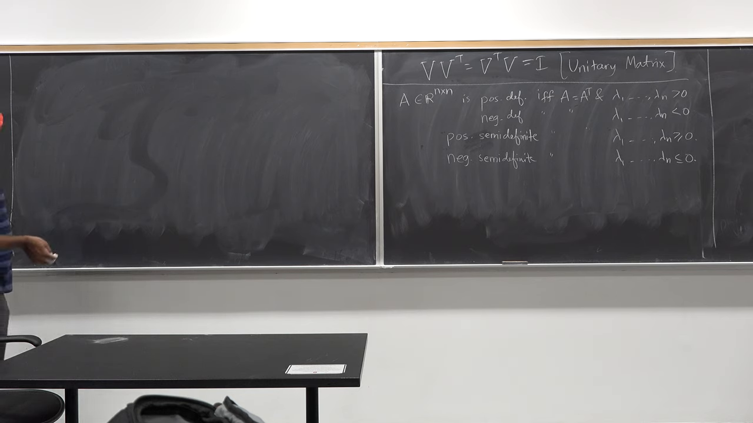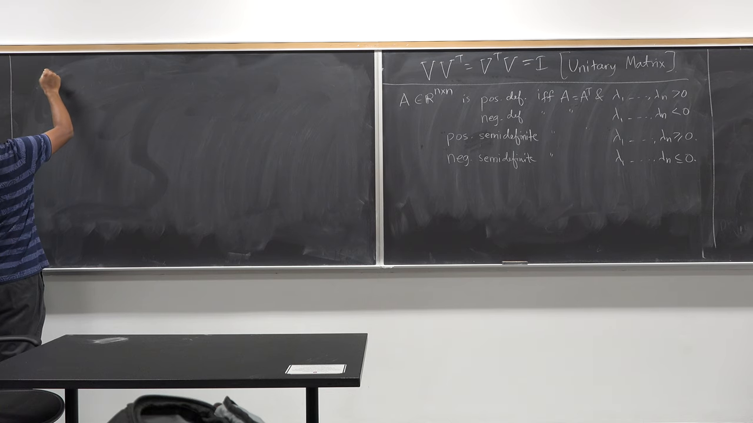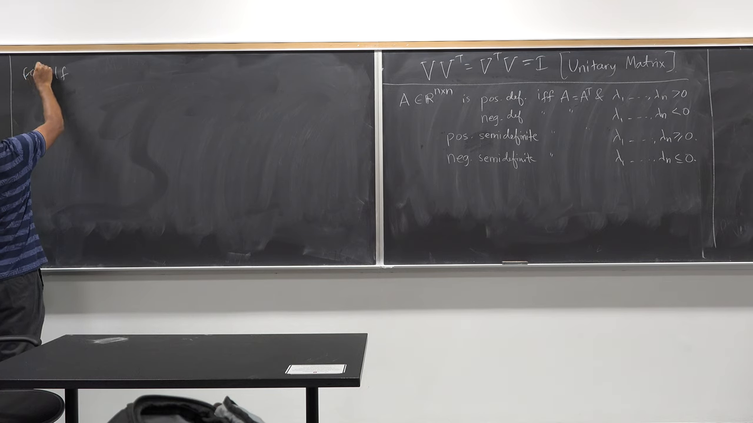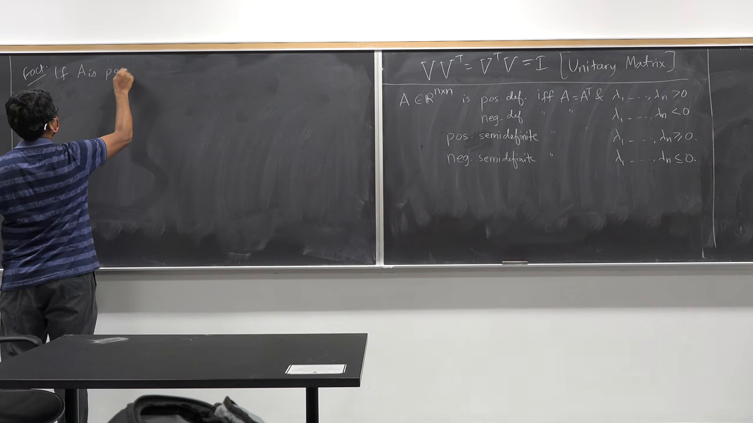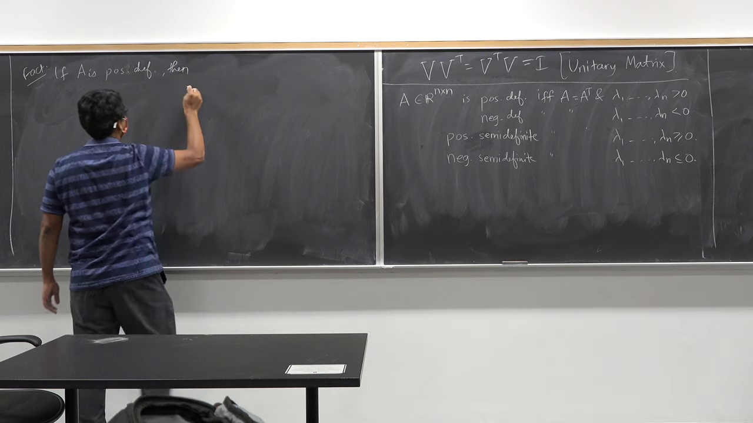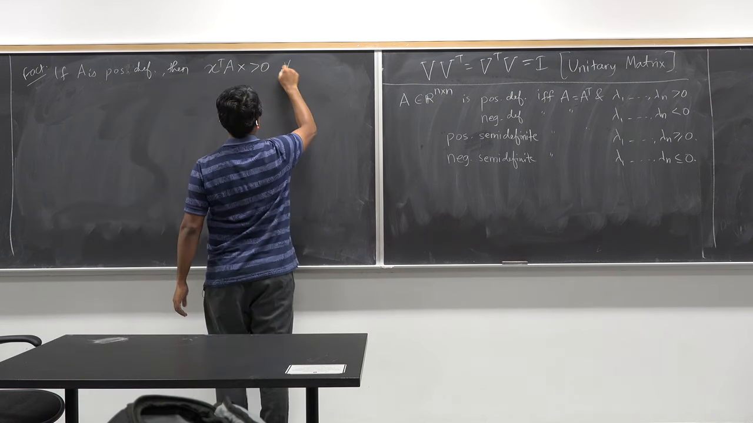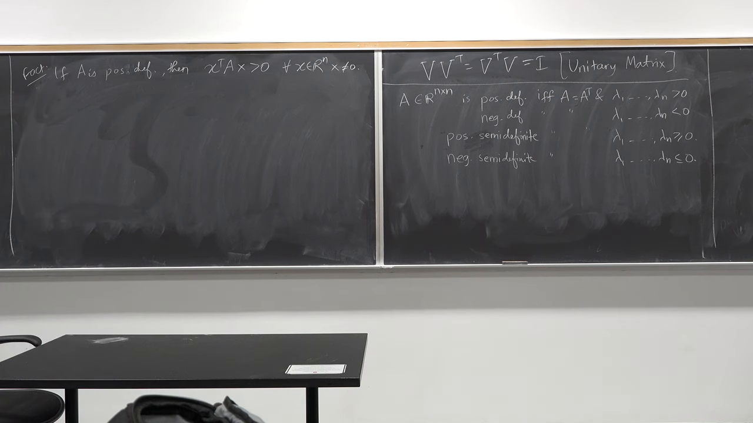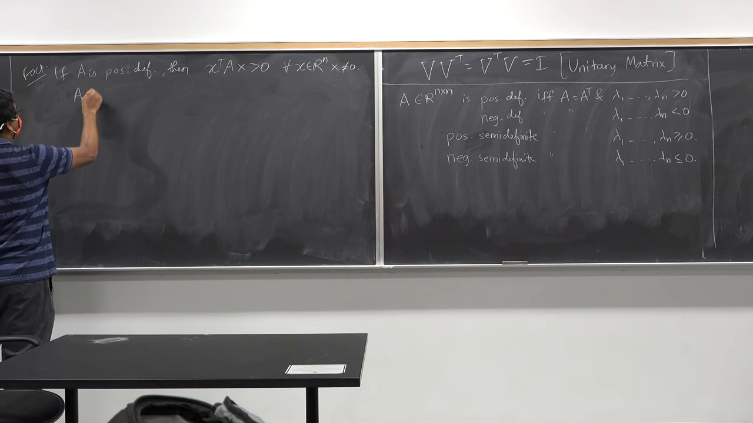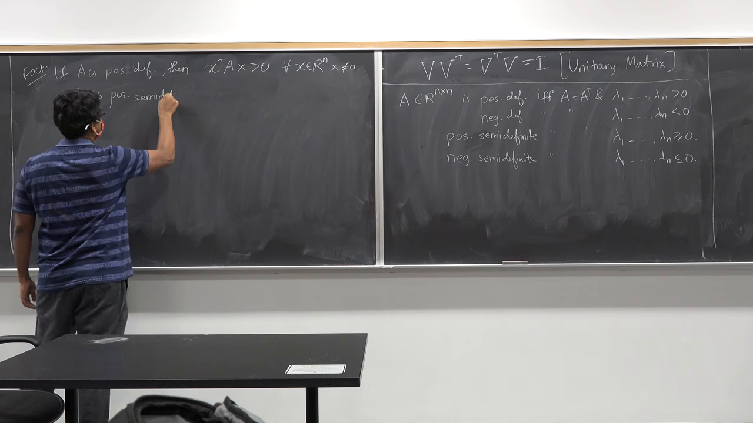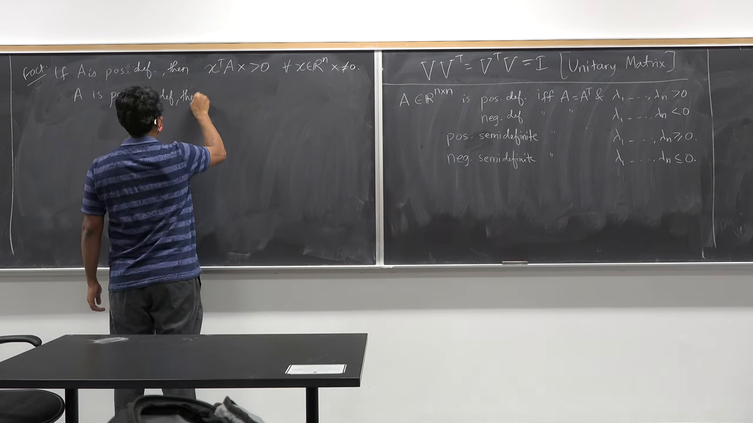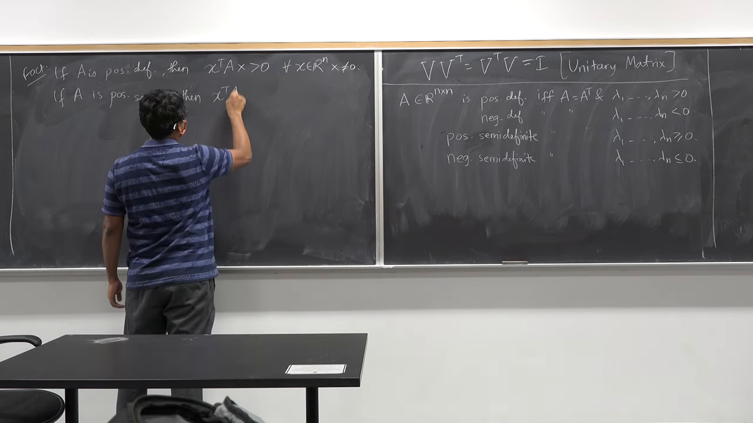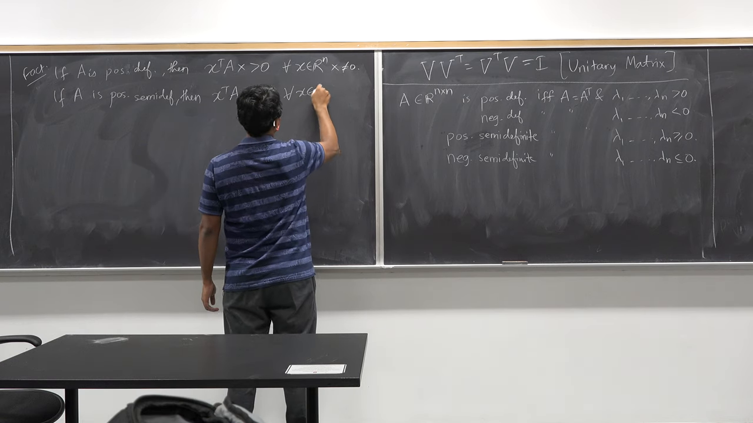There's another property of positive definite or semi-definite matrices. In fact, if A is positive definite, then x transpose Ax is strictly positive for all x in Rn, x not equal to 0. So I pick a non-zero vector x and I take x transpose Ax, it has to be strictly positive. And if A is positive semi-definite, then x transpose Ax is greater than or equal to 0 for all x in Rn.